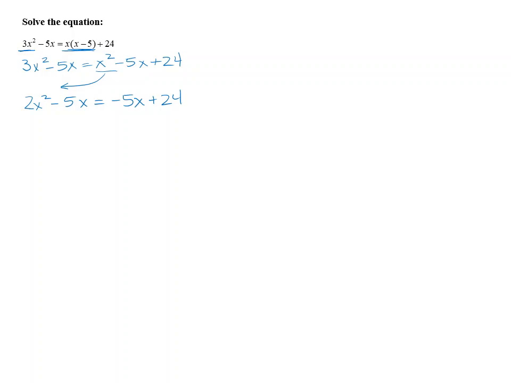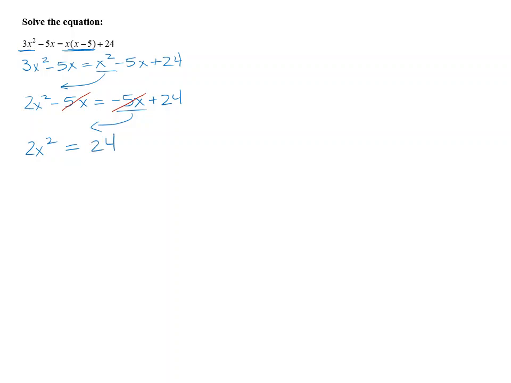Let's continue to get 0 on one side. So if I do that, moving the 5x over next, negative 5x when I move it over will be positive 5x. Negative 5x plus 5x is actually 0. So these two 5x terms actually go away when we add them together on the same side. So we actually get 2x squared equals 24.